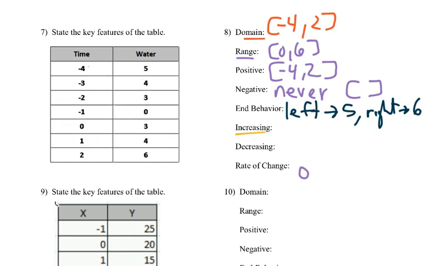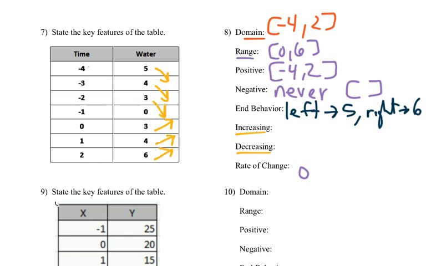Now finally, when is this increasing? Well, here we look at the y values and we determine when is it going down or when is it going up. So we'll do them together. So 5 to 4 we're decreasing, 4 to 3 decreasing, 3 to 0 decreasing, 0 to 3 now we're increasing, 3 to 4 increase, 4 to 6 increase.